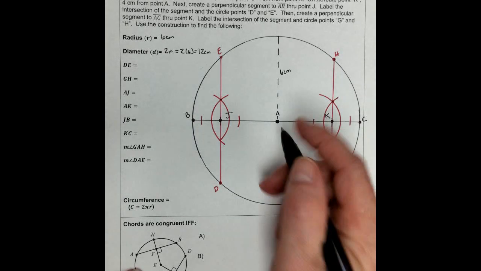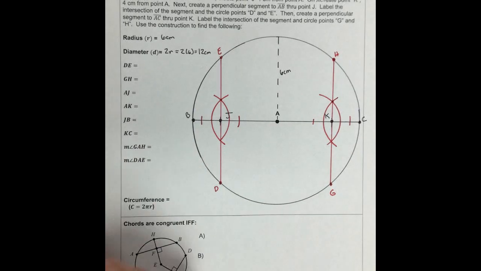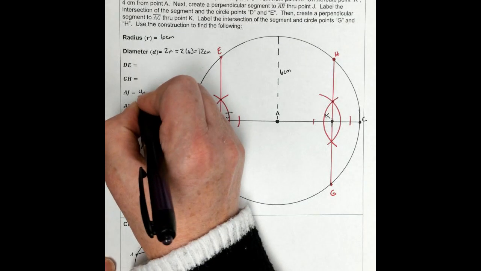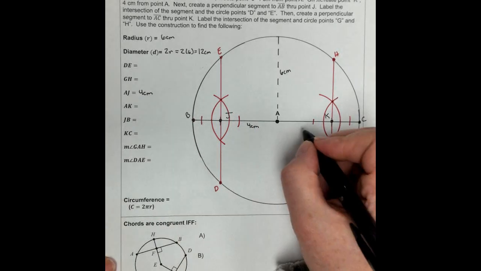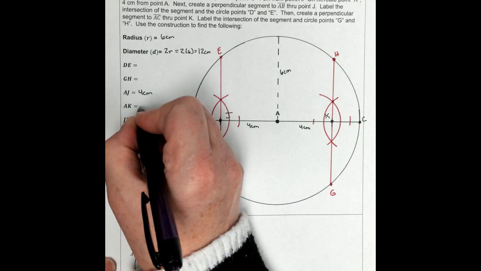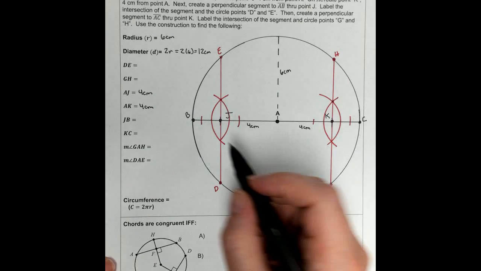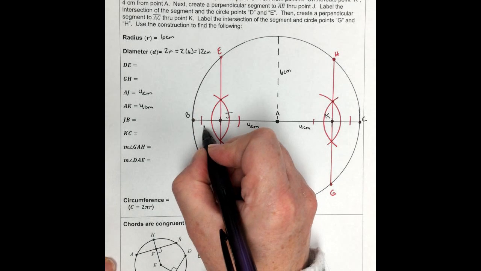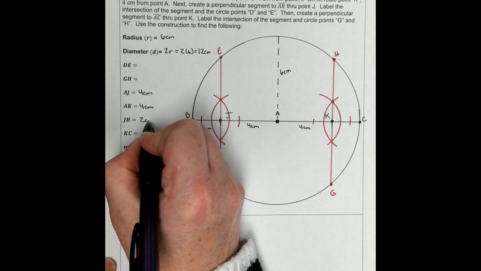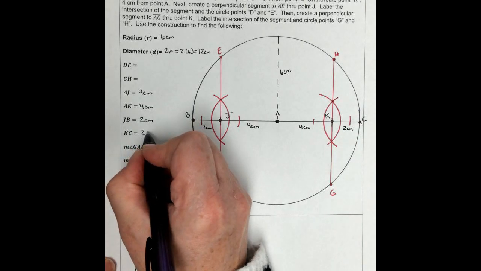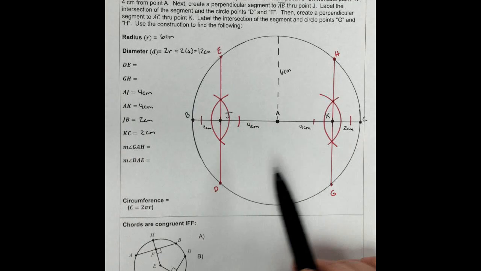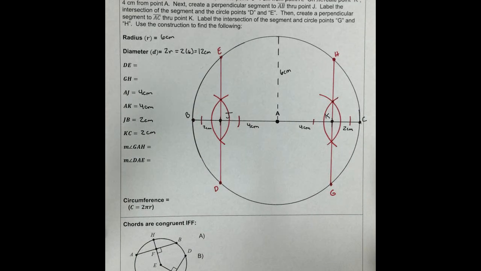Okay, so remember that from A to J was 4 centimeters. I'm going to write that on here. And from A to K was 4 centimeters. And then from J to B was 2 centimeters. And from K to C is 2 centimeters. Because remember, my radius is 6 centimeters. So 6 minus 4 is 2.